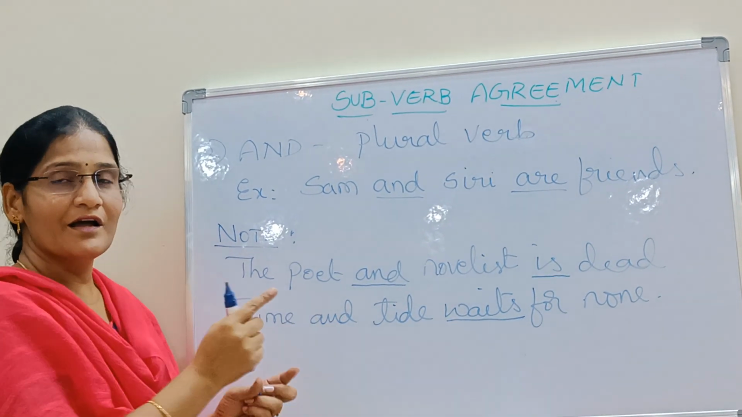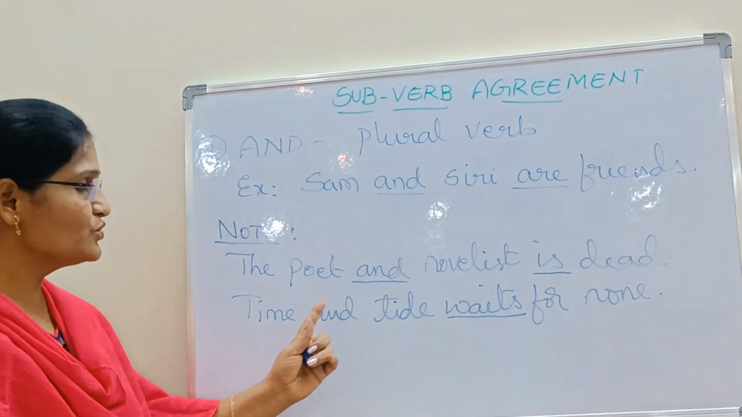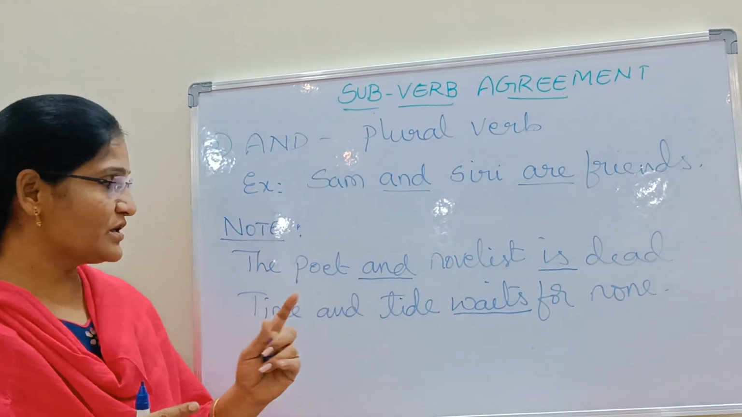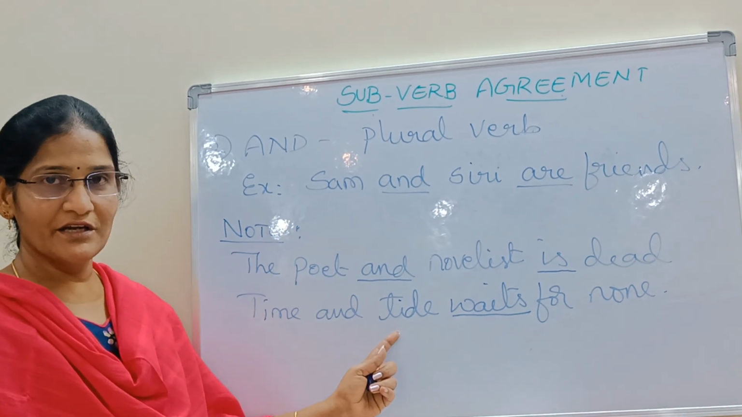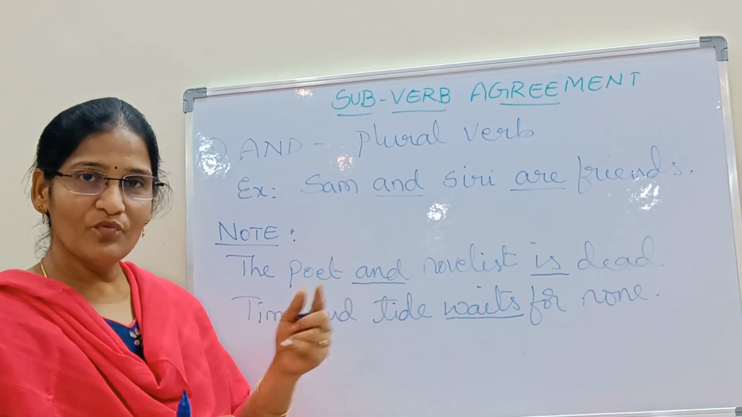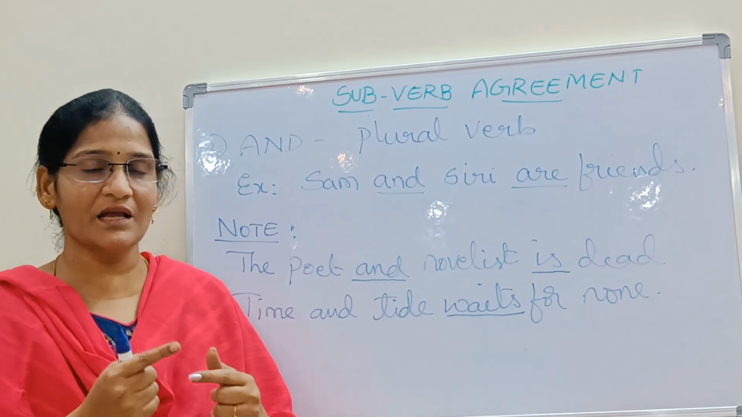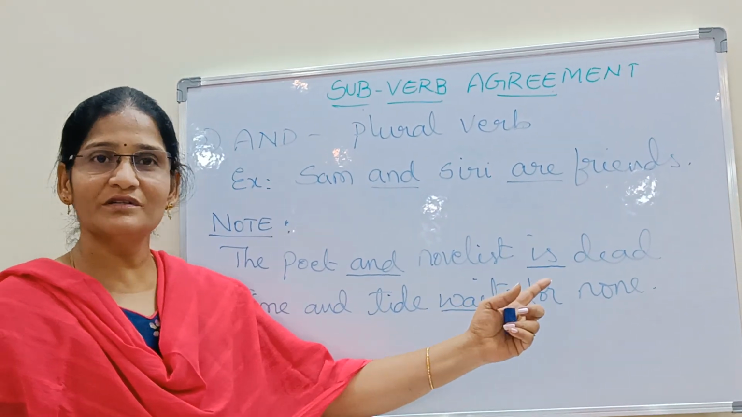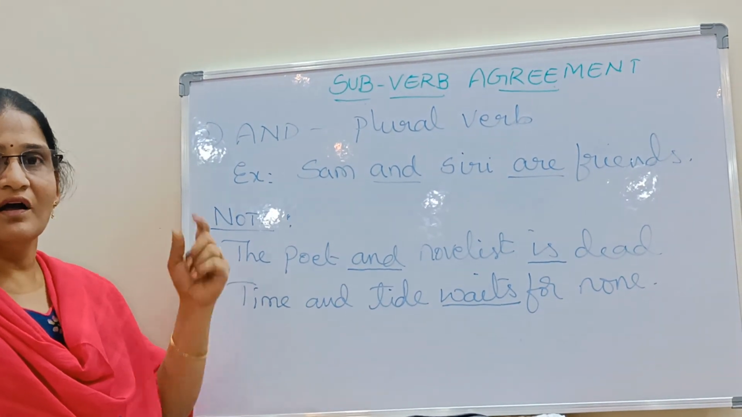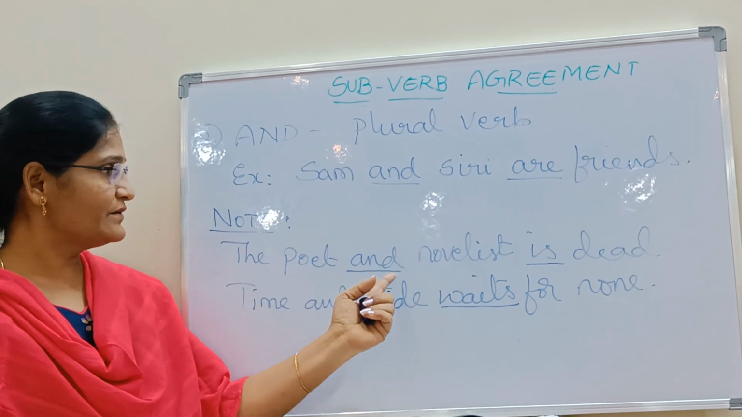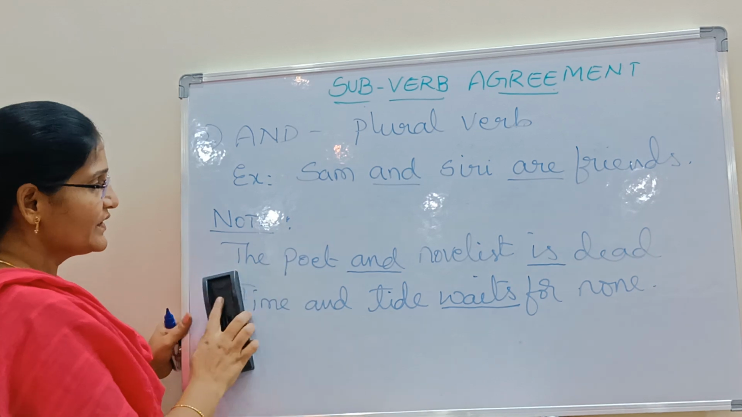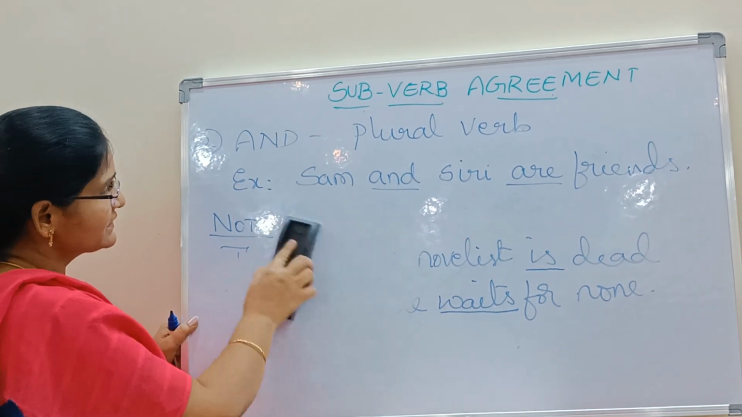Time and tide. I told you, whenever the two nouns are suggesting the same idea to the mind, and whenever they are suggesting the same person, the same thing, then we have to use the singular. This note you need to remember whenever you have "and" connecting two nouns or pronouns. This is the second rule. Now let us go to the third rule.